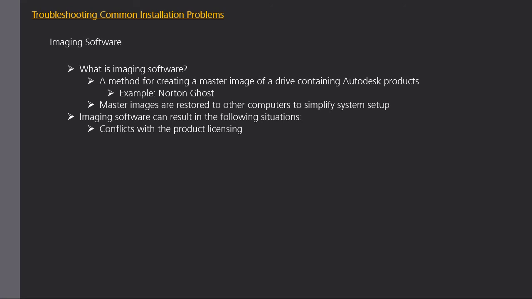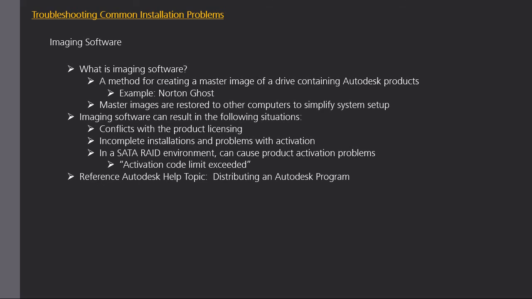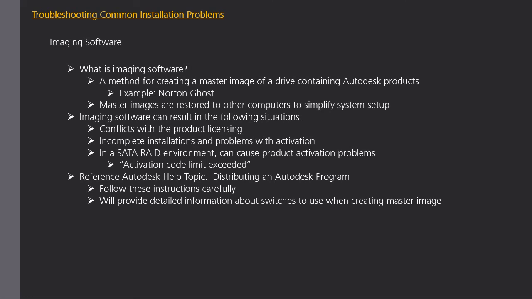They can create conflicts with product licensing. Incomplete installations and problems with activation can occur. In a SATA RAID environment, they can cause product activation problems. You may receive an error message called Activation Code Limit Exceeded. To get more information on these errors that you may have, you need to go to the Autodesk Help topic and look up Distributing an Autodesk Program. This will provide you with a lot of information, more detail than we can go into here, that might be able to help you out. Follow these instructions carefully. They will provide detailed information about switches that you're going to need to use when creating a master image. It'll go into detailed methods on how to activate products being distributed via imaging software.